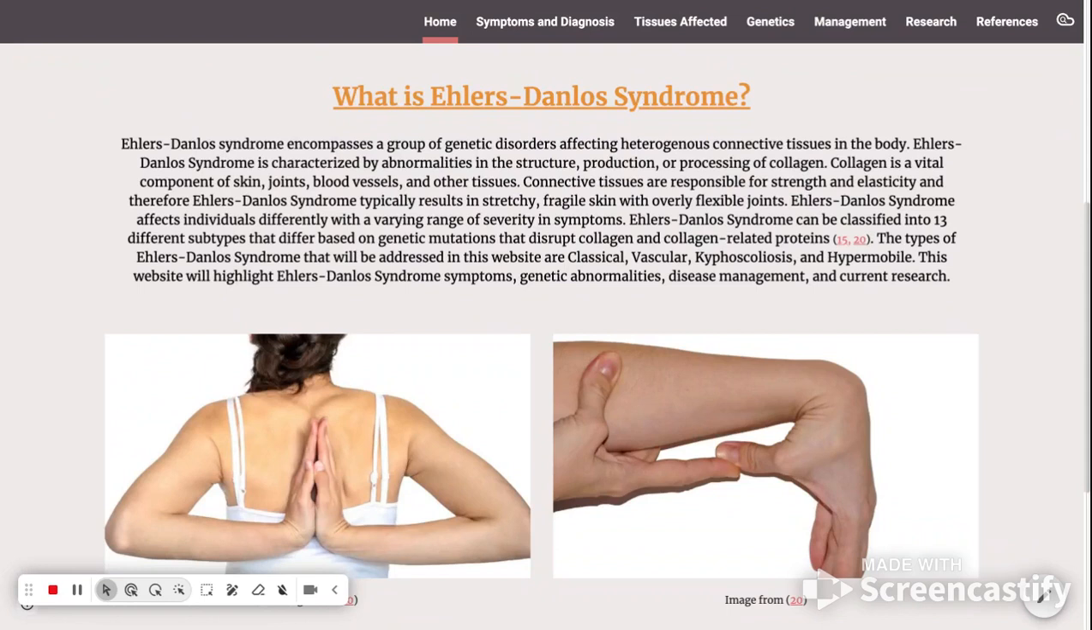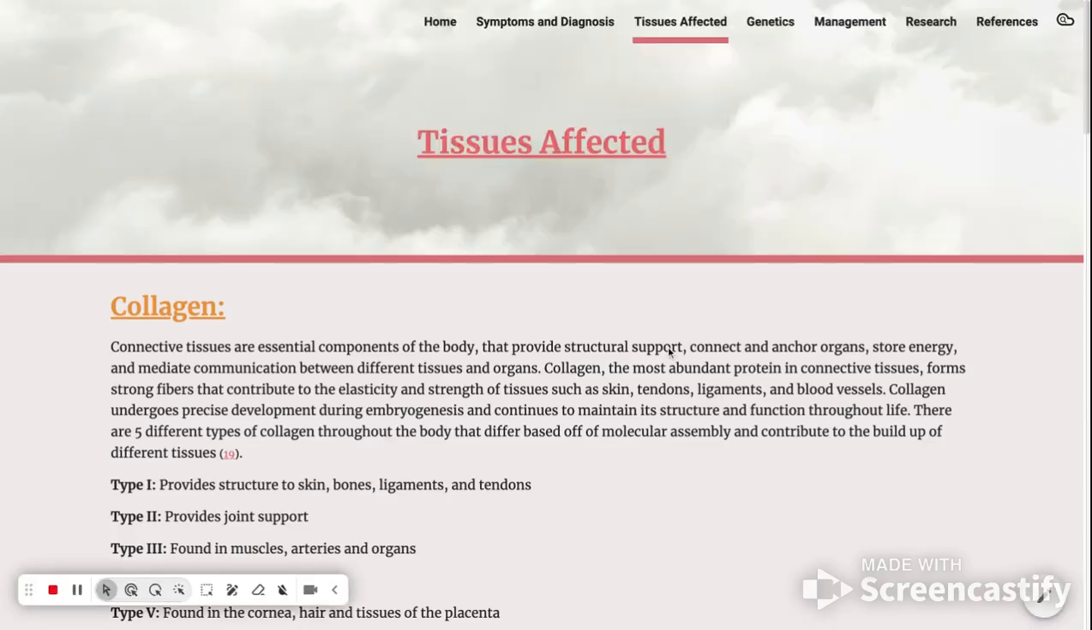There's 13 types of Ehlers-Danlos syndrome, and each type is associated with specific genetic mutations that affect different aspects of collagen synthesis. But here we're going to explore 4 major types, which include classical, vascular, kyphoscoliosis, and hypermobile. And we're going to focus on gene expression differences and how they lead to their distinct phenotypes. So first we're going to dive into the world of connective tissues.